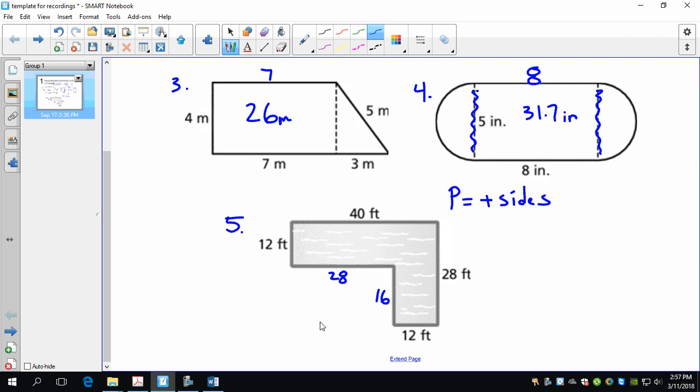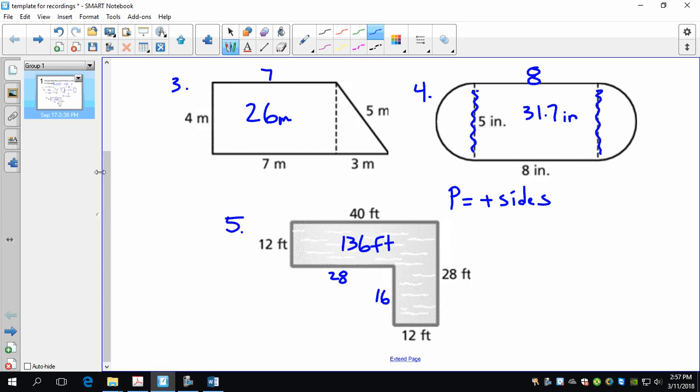And once we have all the sides accounted for and we know what their measurements are, we just simply add up all the sides. So 40 plus 28 plus 12 plus 12 plus 28 plus 16 gives us 136, and that would be feet.